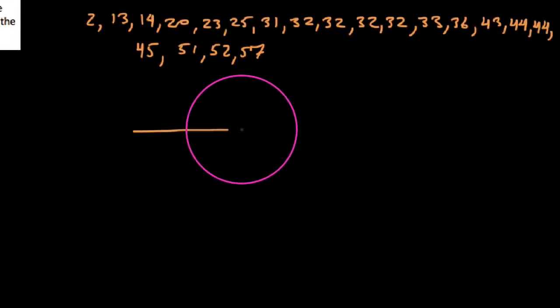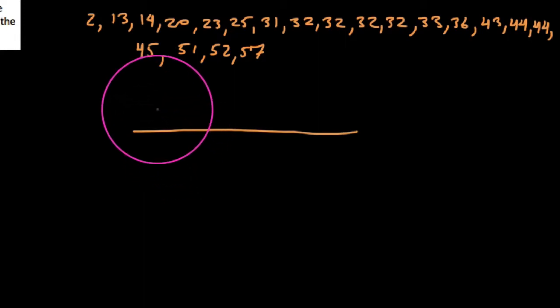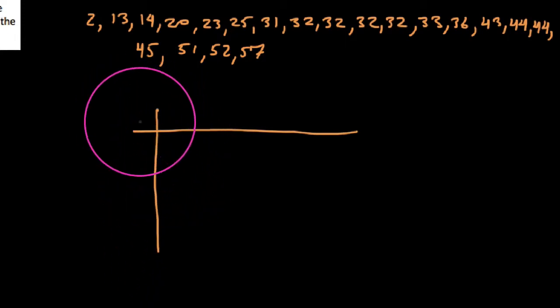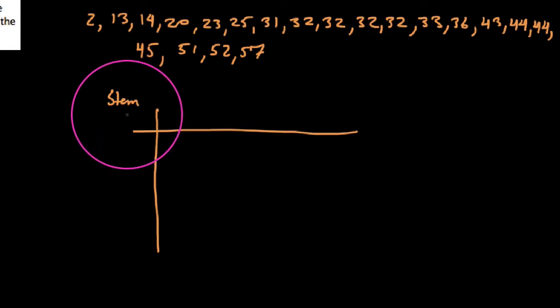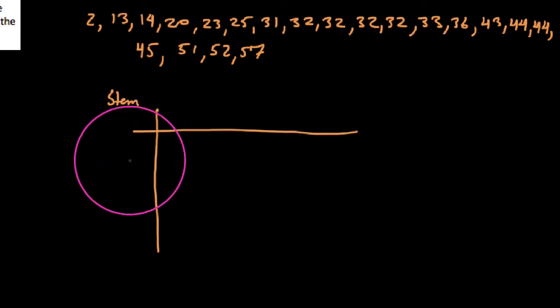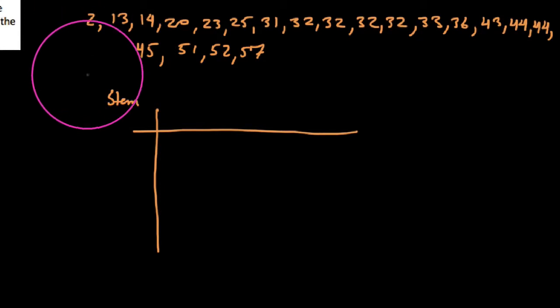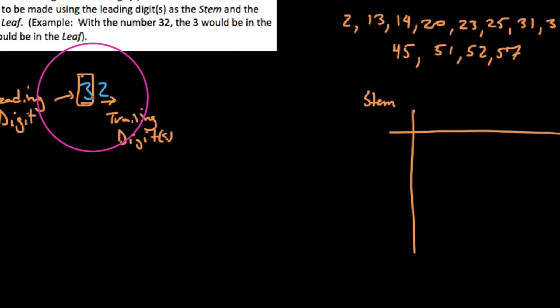Now, when we make a stem and leaf plot, we're going to start by making the central stem, okay? And so I'm going to label this here. We call this the stem. And what we're going to do is put the leading digits in this column. But when we talk about the leading digit, recall that in the case of 32, we said 3 is the leading digit, and everything after that is our trailing stuff.